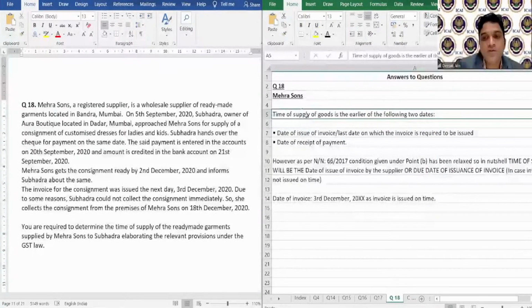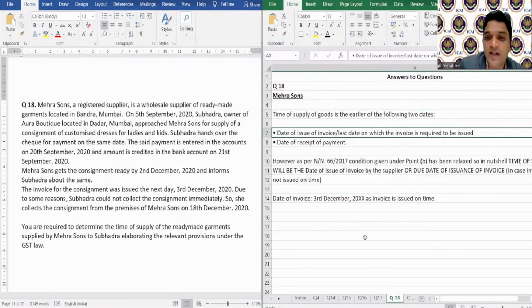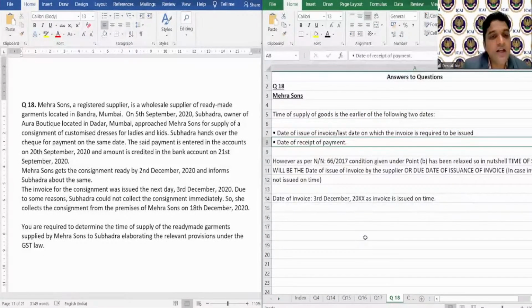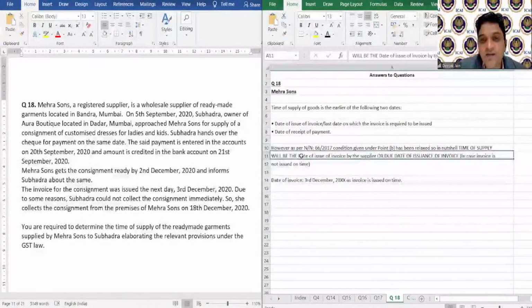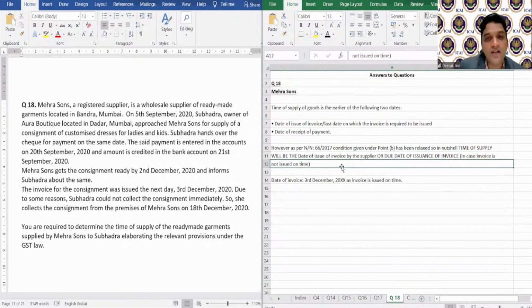Time of supply of goods, simply, is the earliest of the due dates, which is the date of invoice or the last date on which the invoice is to be raised, or the date of receipt of payment. Okay, this is it. But another notification has to be referred to. However, as per Notification number 66 of 2017, the conditions given under point B have been relaxed. So time of supply will be the date of issue of invoice or the due date of issue of invoice. Meaning, in case the invoice is not issued on time, by when it has to be issued.